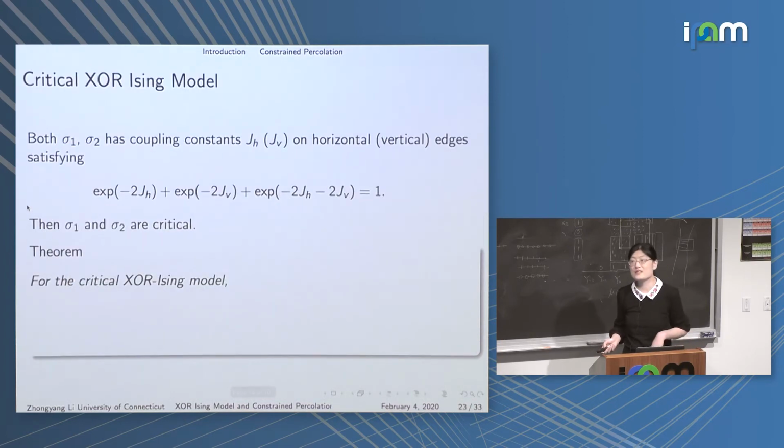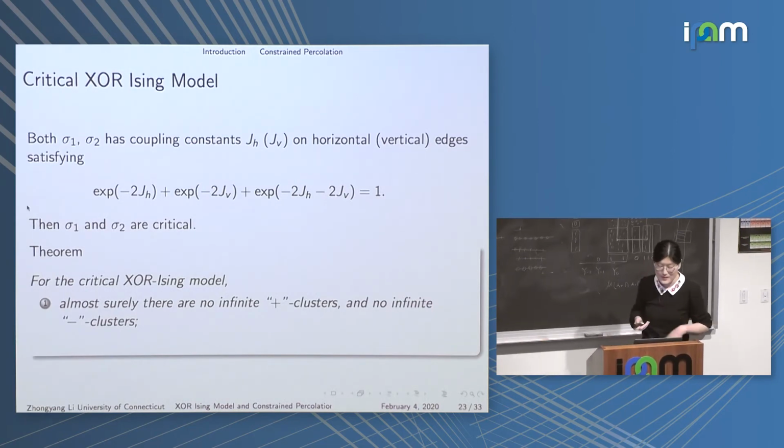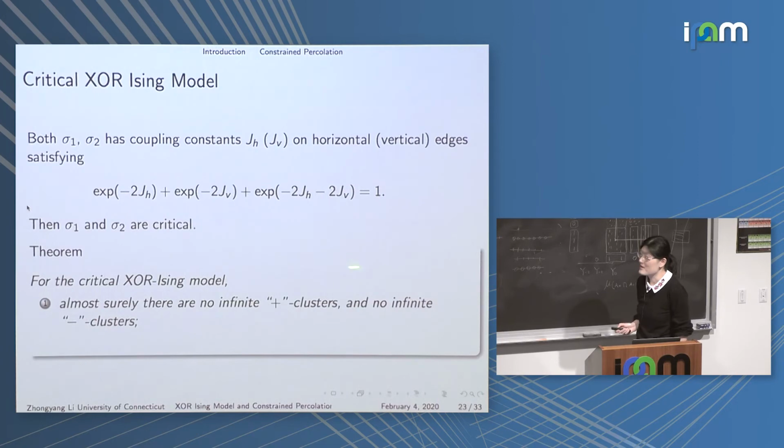So why are we interested in this specific constraint percolation? Because this is related to the percolation properties of the XOR Ising model. We consider sigma 1 and sigma 2 to be two i.i.d. Ising spins. Both of them have the same coupling constant, and both are under periodic boundary conditions. That means we obtain an infinite volume Gibbs measure by using a larger and larger torus to approximate the two-dimensional plane. And we assume both sigma 1 and sigma 2 are critical.